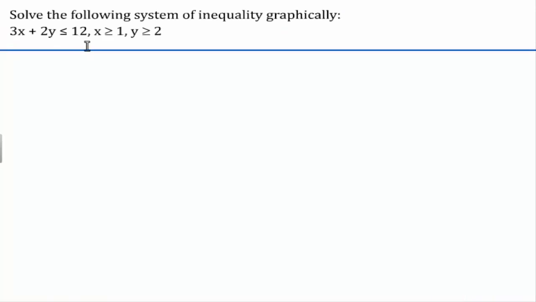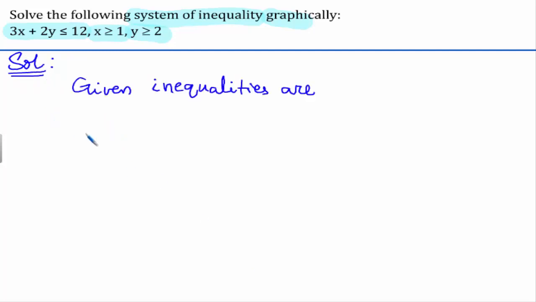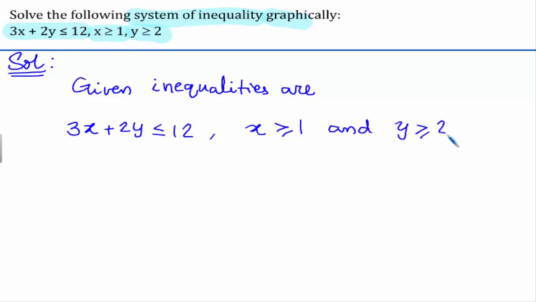In this question, we need to solve the given system of inequalities using the graph. This time there are 3 inequalities given to us. So all the graphs of these 3 inequalities should be in the same graph so that we get the solution. Let us see the solution. Now the given inequalities are 3x plus 2y less than or equal to 12, and the second one is x greater than or equal to 1, and the third one is y greater than or equal to 2.